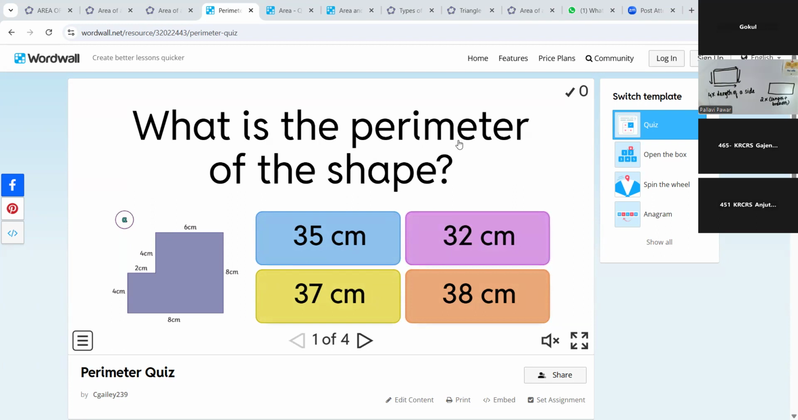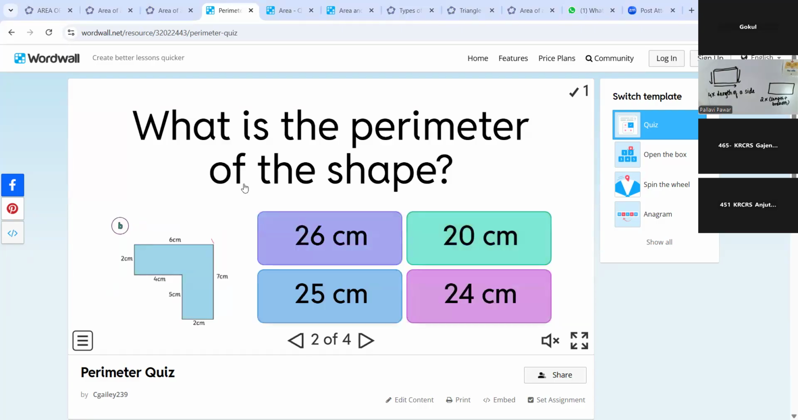Can you unmute yourself? Add all these measurements. Kids, come on, do it. It's so easy. 6 plus 4 plus 2 plus 4 plus 8 plus 8. Can anybody tell me? So it gives you 32 centimeter. Yes.